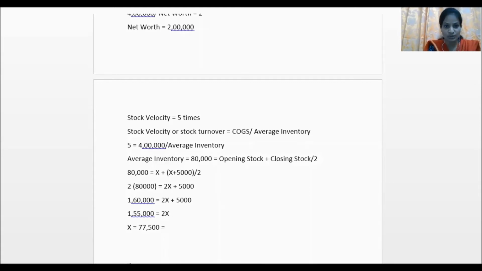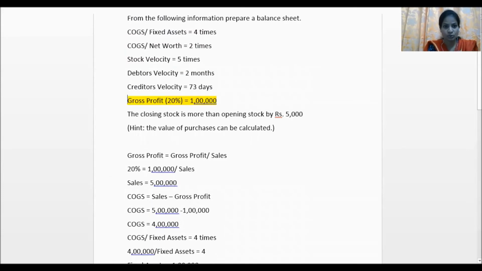Now see what it was exactly. X was the opening stock. Opening stock we have considered as x, so this is what your opening stock is. Now, next line: your closing stock is more by 5,000. Closing stock is x plus 5,000, that is 77,500 plus 5,000 more, 82,500.